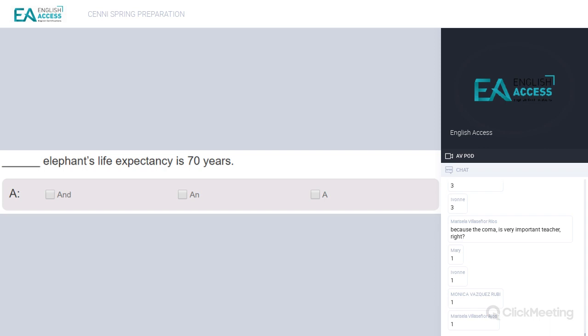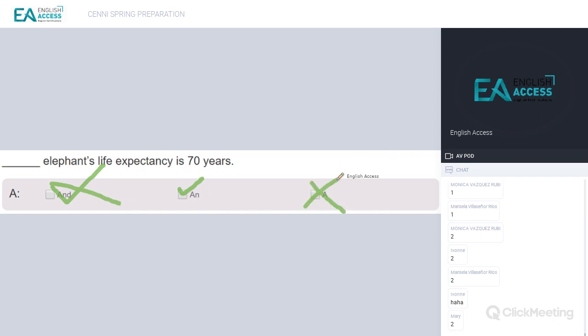This is the easiest. If you don't have this correct, you better not talk to me again. Yes, an elephant. No, ant. No, this one. No, sorry. No, it's an elephant. Good. 23.